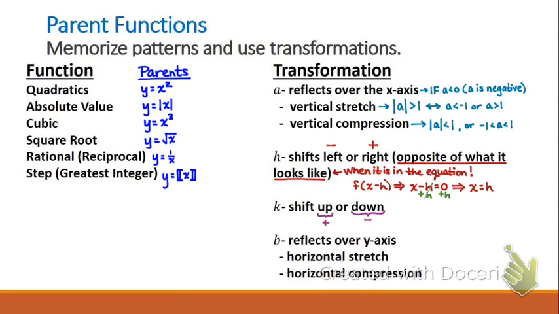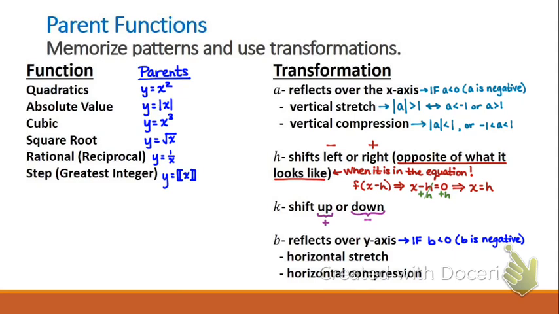K is going to shift things up or down, up if it's positive, down if it's negative. Okay, now our b value. B reflects things over the y-axis, and it is responsible for horizontal stretches and compressions. The way B is going to reflect over the y-axis is if B is less than 0, if B is a negative number. So that works very similarly to the way A works, it's just over a different axis.